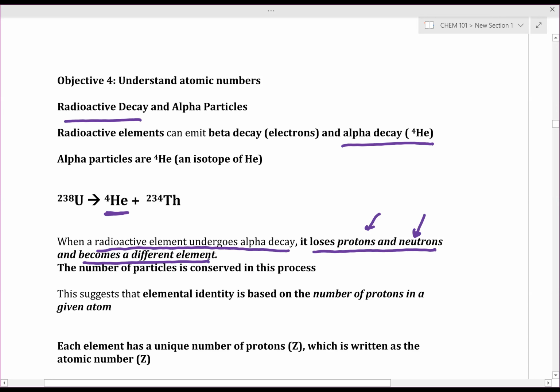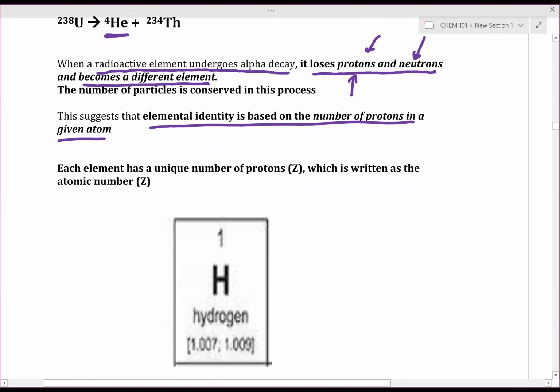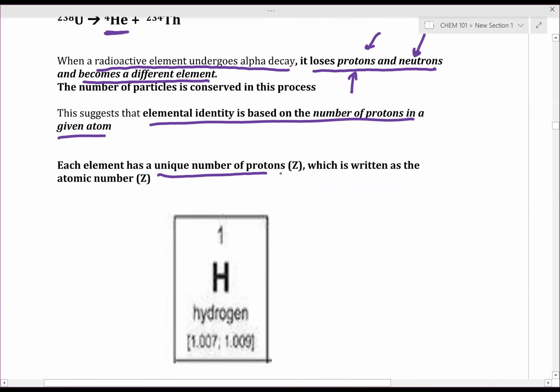Now, by studying a wide number of different radioactive elements and how they decay, we began to notice that when the number of protons changes, the element's identity changes. So elemental identity, what makes an element unique, stems from the number of protons that element has. Does that make sense? Okay. So we indicate the number of protons for an element using Z, which is named the atomic number. The number of protons, Z, is often described as the atomic number.